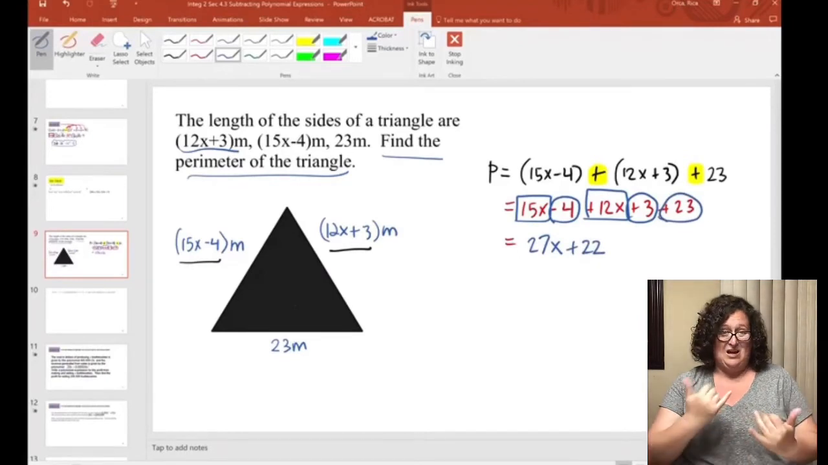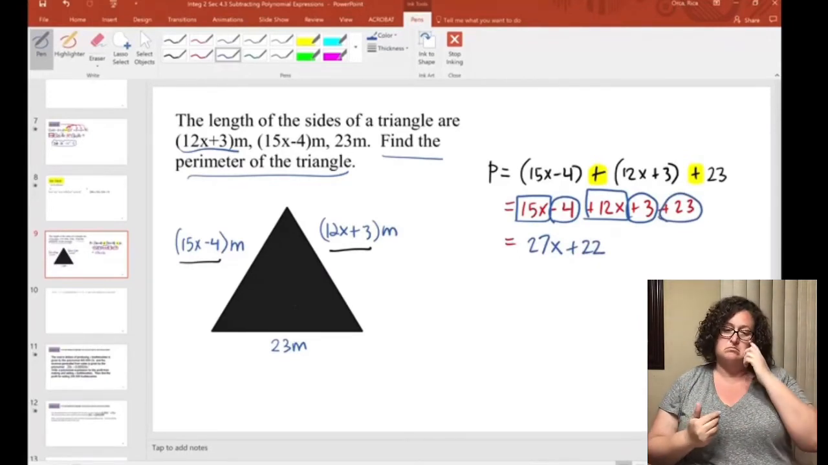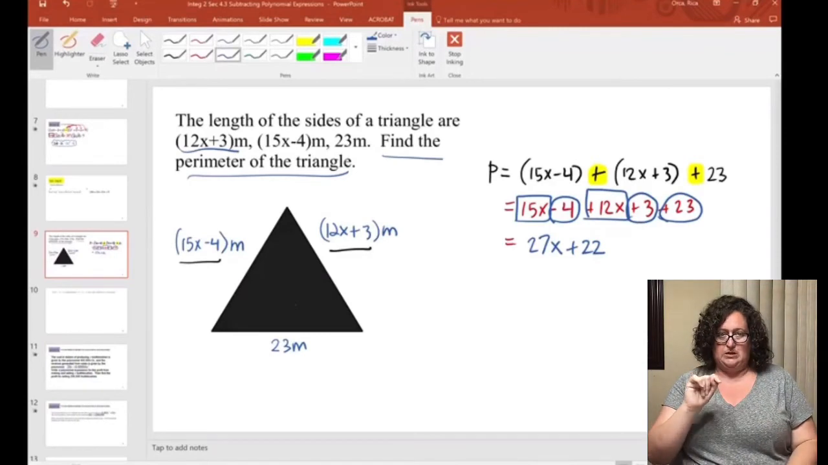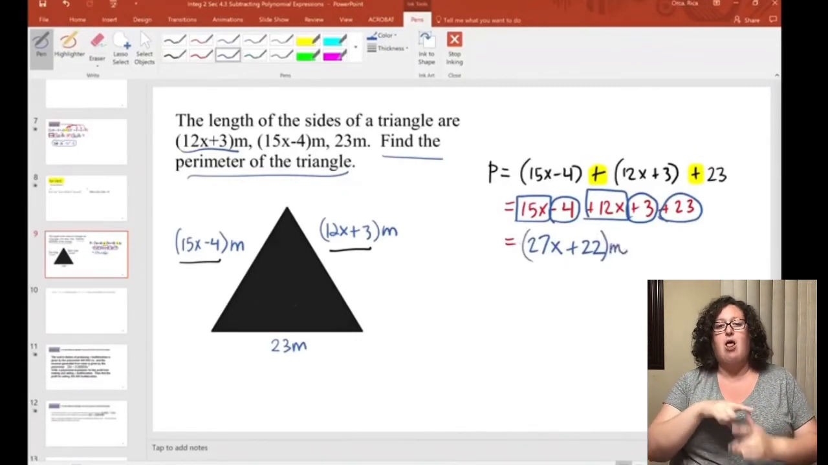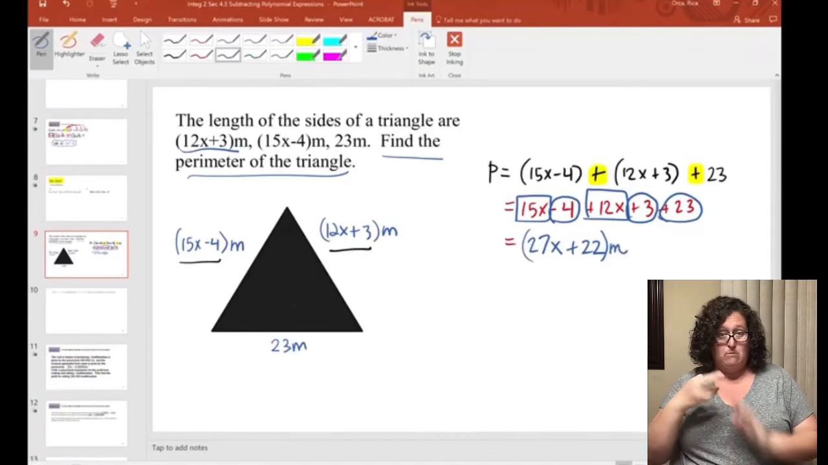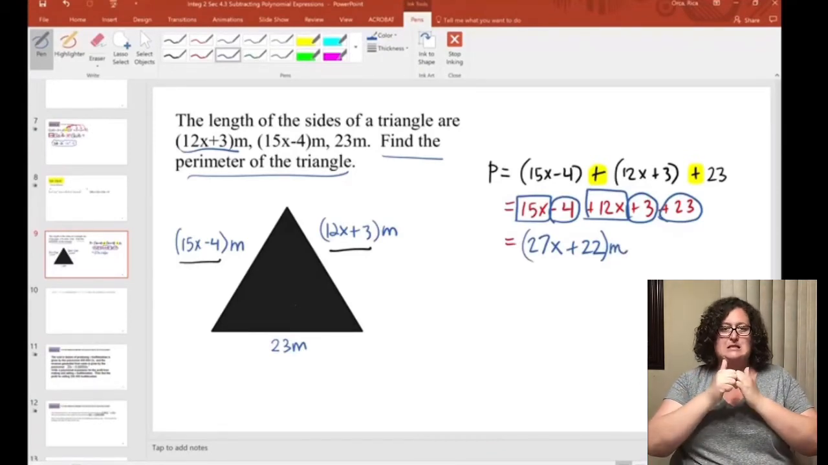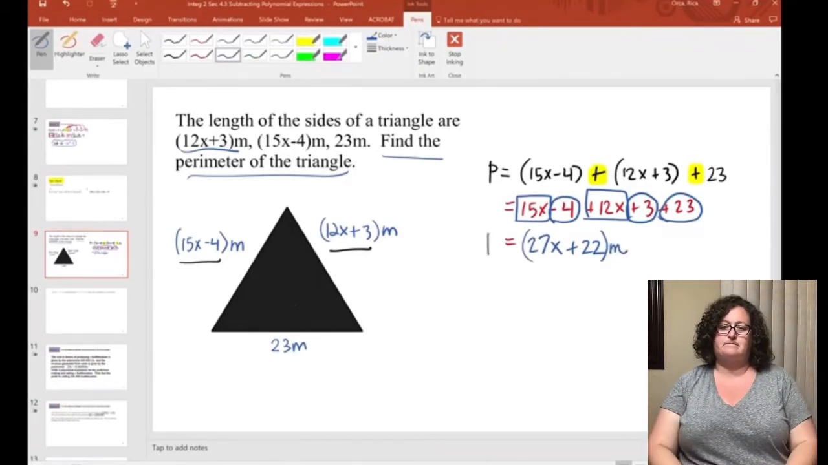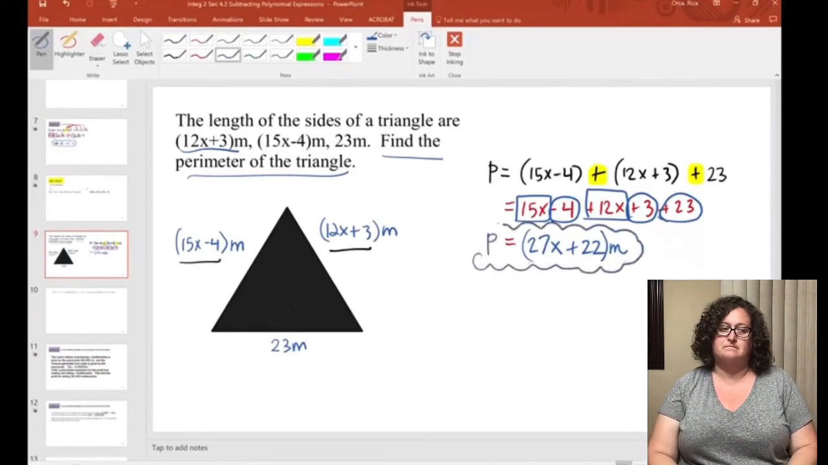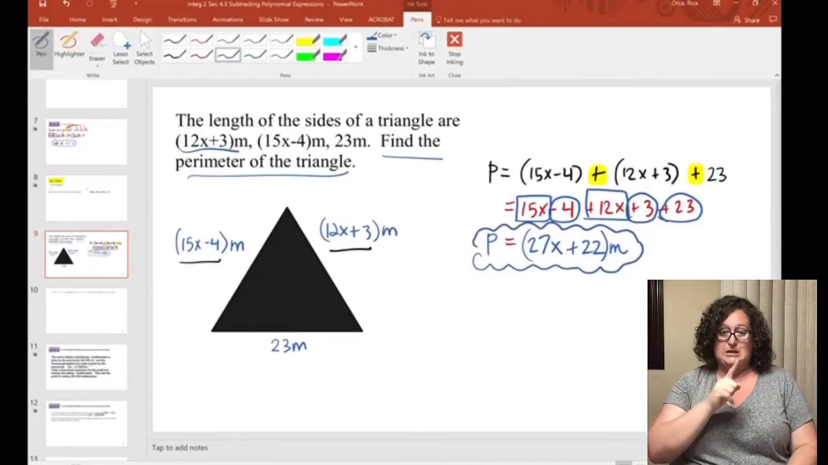Now that we're done, let's go ahead and write our unit. We know that the triangle is measured in meters. So I'm going to put parentheses around my binomial and put the m next to it. Once again, the m represents the distance around the triangle. So the perimeter is 27x plus 22 m.